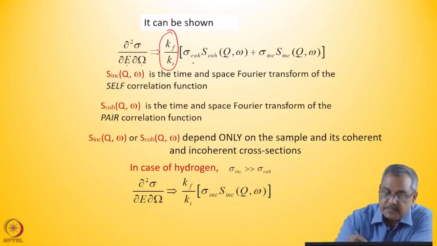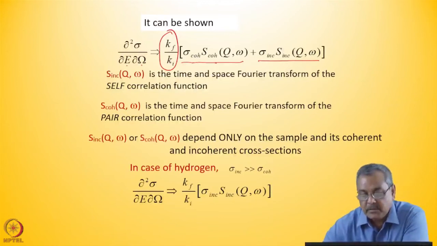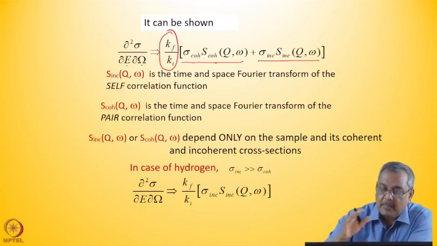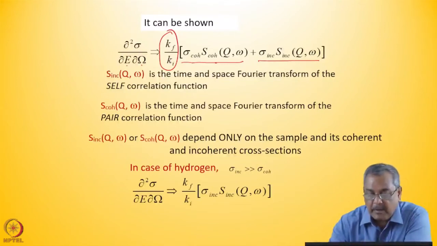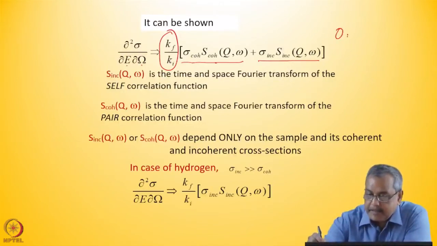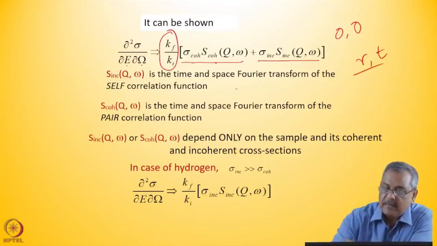We have two parts. One is the coherent part, another one is the incoherent part. This part gives me pair correlations, whether structure or dynamics. It talks about two particles, a particle at one point and a particle at another point if it is structure, or a particle at time zero at origin, another particle at position r at time t. So yes, it is time and space.